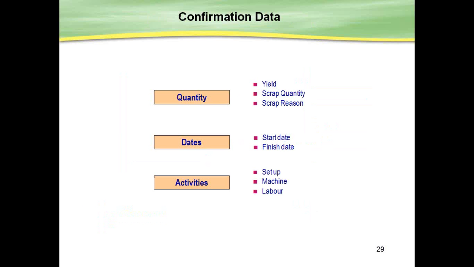Then confirmation data. In a confirmation data, we pick up the yield, scrap quantity, scrap reason, then we enter the start date or finish date when we completed and what quantity we completed. Then last the activities: setup, machine, labor. Here the meaning of activity is linked with the activity-based costing.